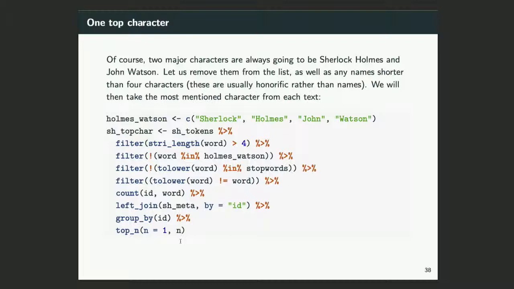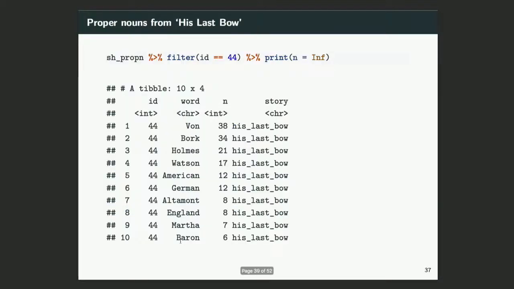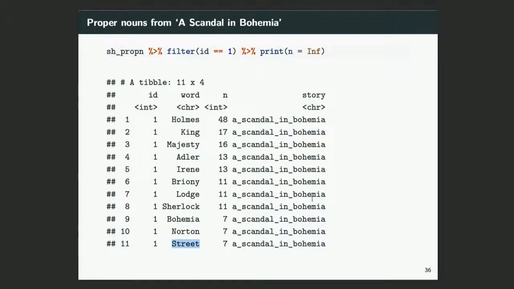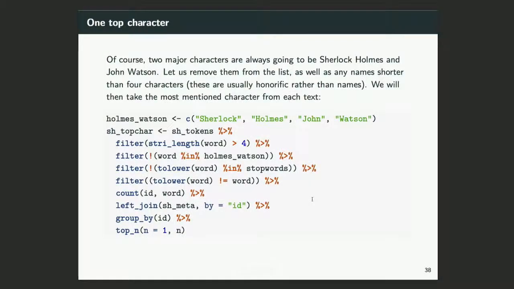So here, I'm going to take all of the tokens, I'm going to throw out things that are less than 4 characters long because those tend to be honorifics like Mr., Dr., Sir, etc. Then I'm going to throw out words that are equal to Sherlock Holmes or John Watson because in most of the stories, they will turn up more than anyone else. You can see, for example, in Scandal of Bohemia, Holmes would have been the most important character, but that's not interesting. We already know where he is.